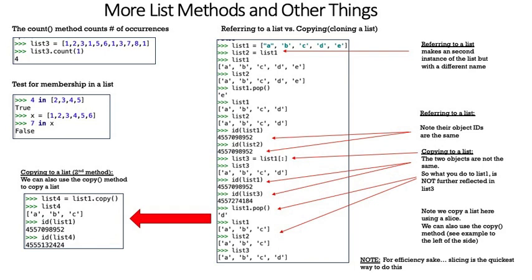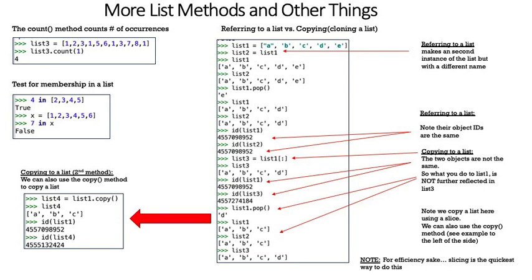Then we can test for membership in a list. Does an element exist in a list? So we ask 4 in list 2, 3, 4, 5. It returns, of course, true. X equals 1 through 6. Is 7 in X? 7 in X? False.